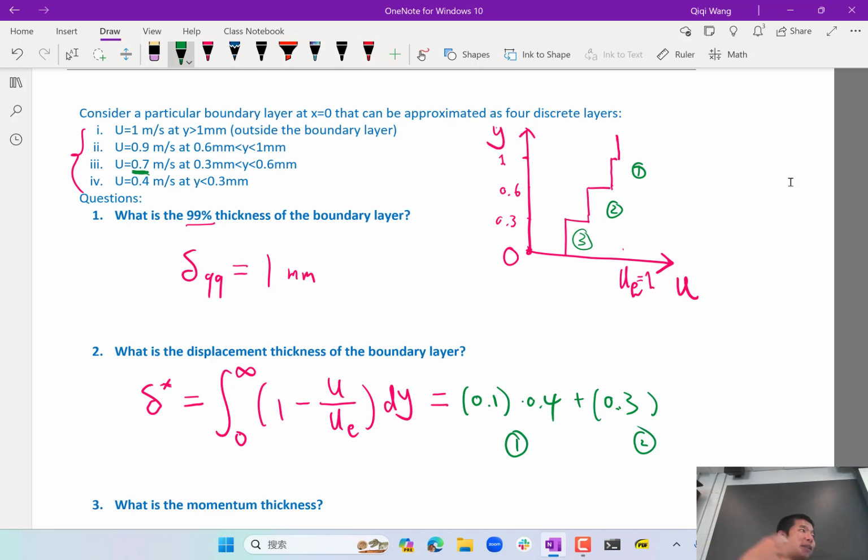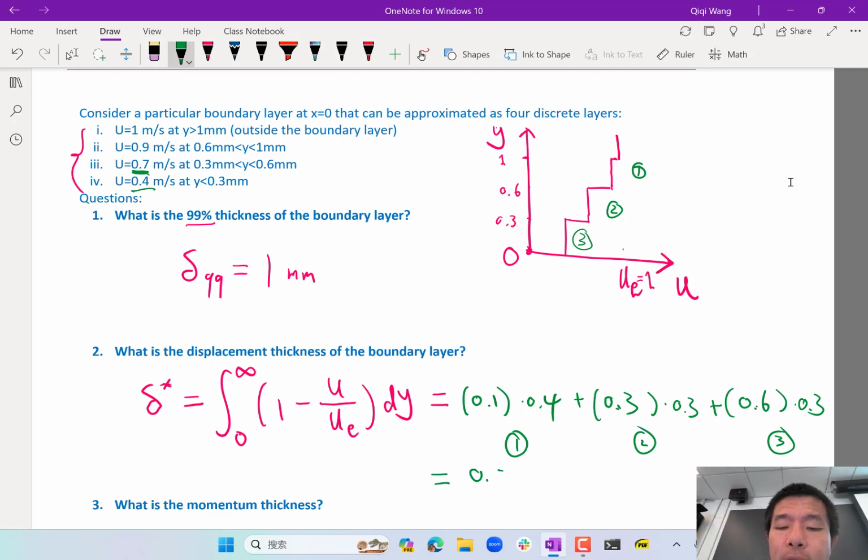How much less the velocity is in the boundary layer compared to outside of the boundary layer. And the thickness of the second layer is 0.6 minus 0.3, that's 0.3. And in the third layer, what is inside the parentheses? 0.6, that's right. And outside of the parentheses, dy, again, the thickness is 0.3. Right, so basically by adding them up, I get the 0.04 plus 0.09 plus 0.18, right?